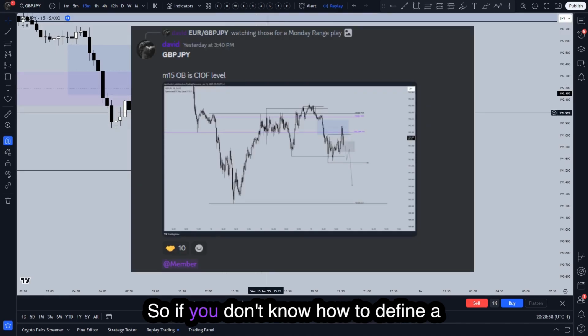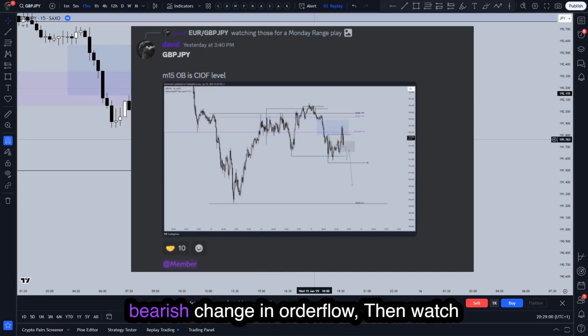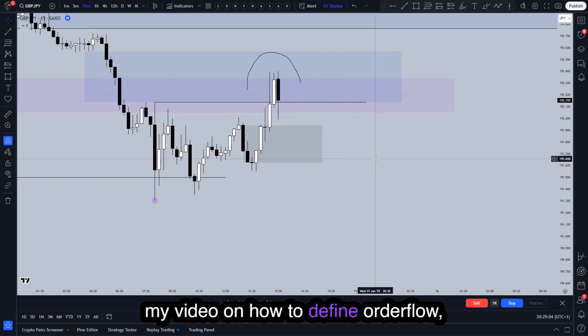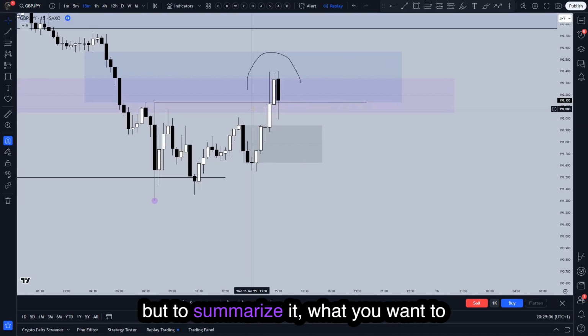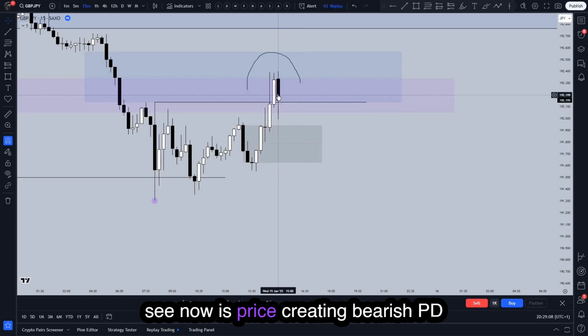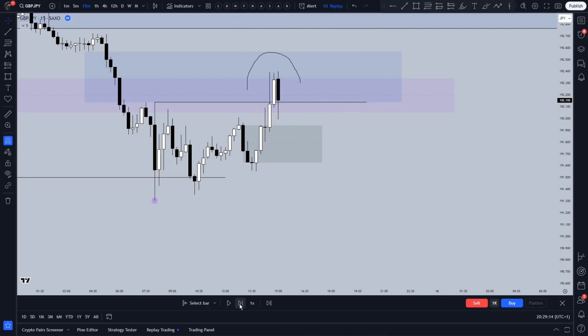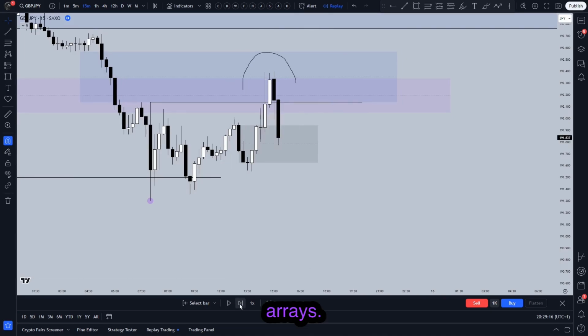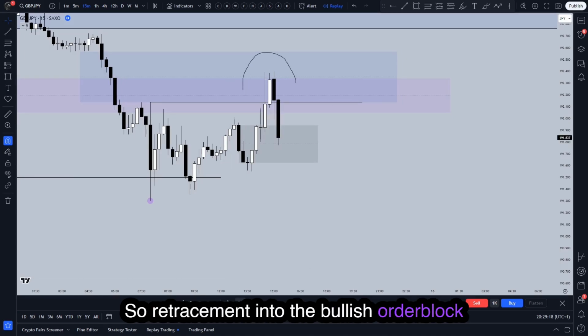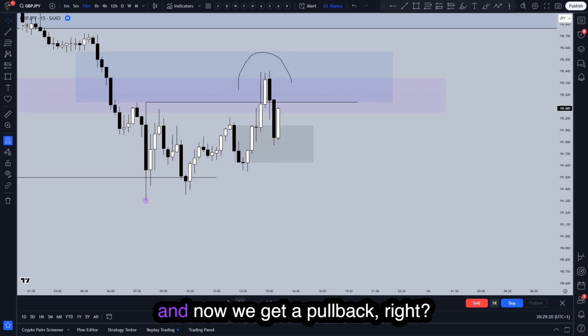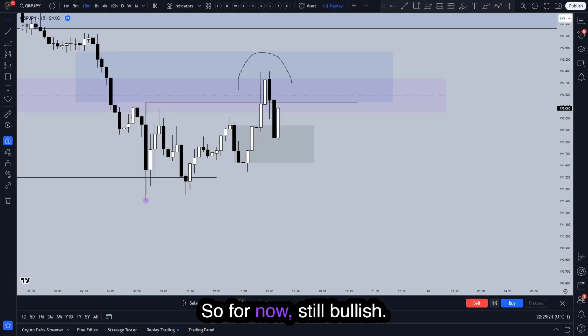So if you don't know how to define a bearish change in order flow, then watch my video on how to define order flow. But to summarize it, what you want to see now is price creating bearish PD arrays and disrespecting bullish PD arrays. So retracement into the bullish order block, and now we get a pullback, right? So for now, still bullish.